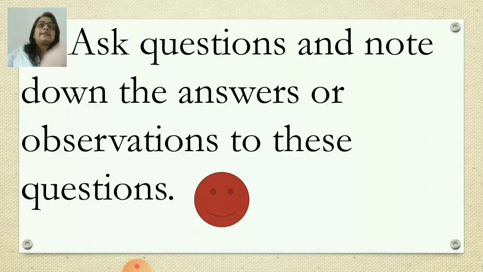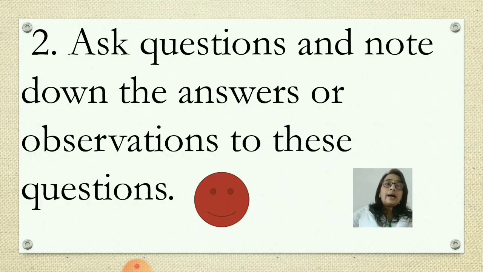What is the next step? Ask questions and note down the answers or observations to these questions. In my first video, I explained to you how to write the picture composition. There also I explained that first we have to ask the questions. How many children are there in the picture? What are they doing? Remember? We answered these questions, and with the help of those answers, we wrote that picture composition on Ramesh's birthday party, isn't it?